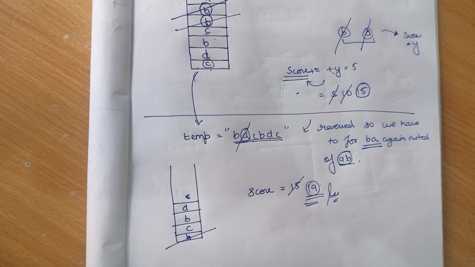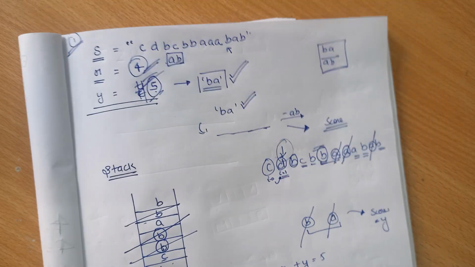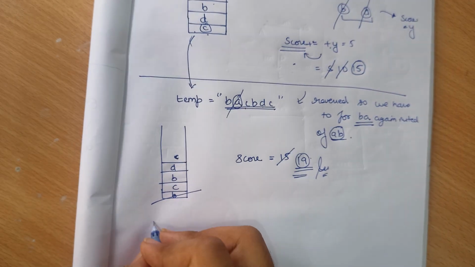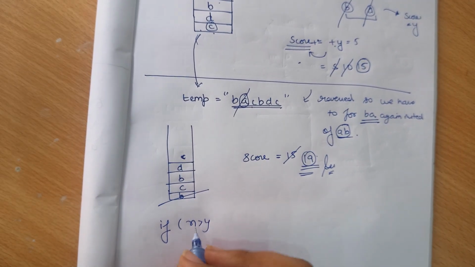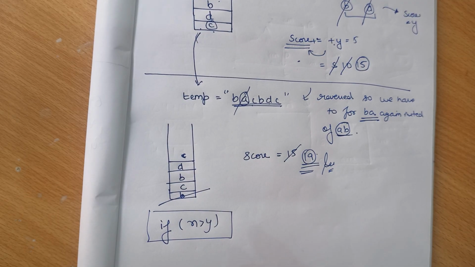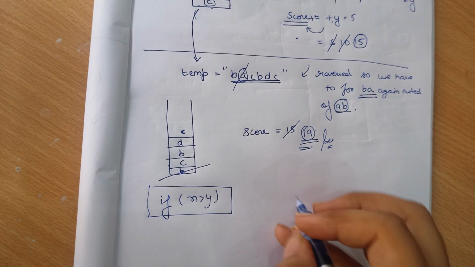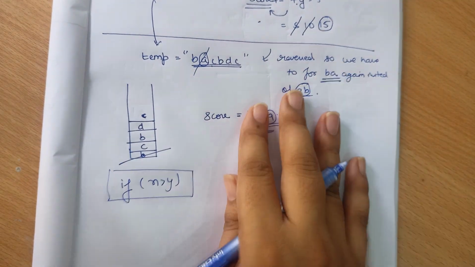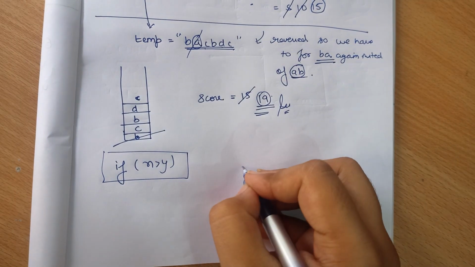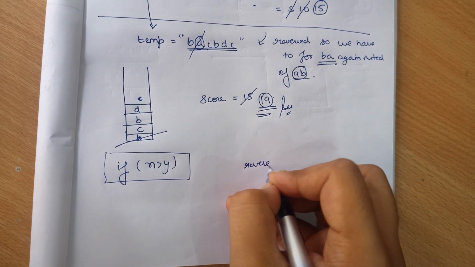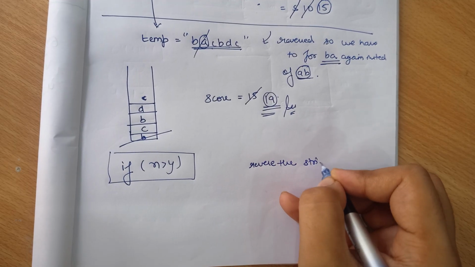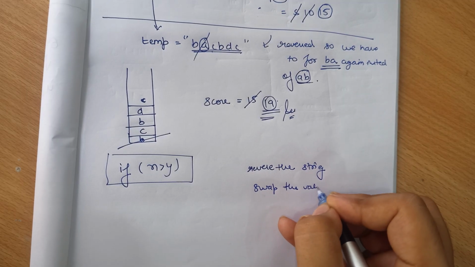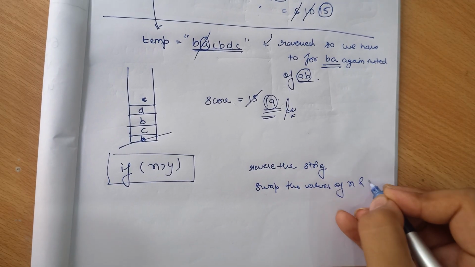Yes, this is the thing. But here we are considering that y is greater than x. So what if x is greater than y? If x is greater than y, then we can do the same approach, but the single difference is we have to reverse the string and swap the values of x and y.